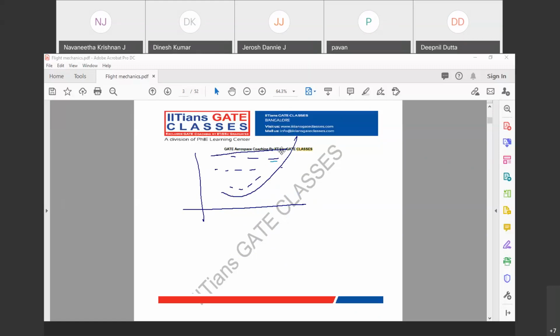But the only difference here is, up to the tropopause, that is up to the troposphere, even though thrust falls, it falls less rapidly than your density, because thrust is directly proportional to density. As density decreases, my thrust decreases. Thrust is also directly proportional to temperature.